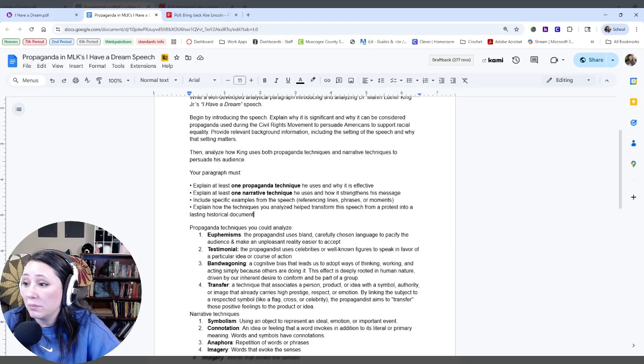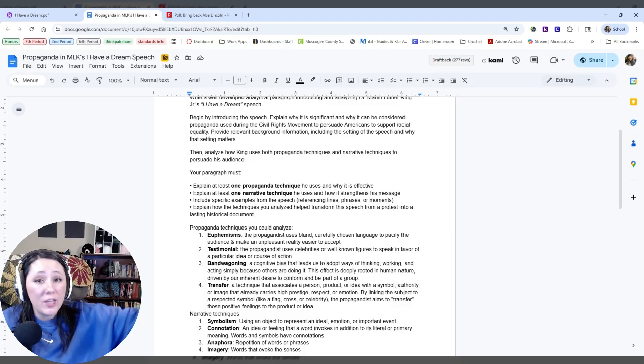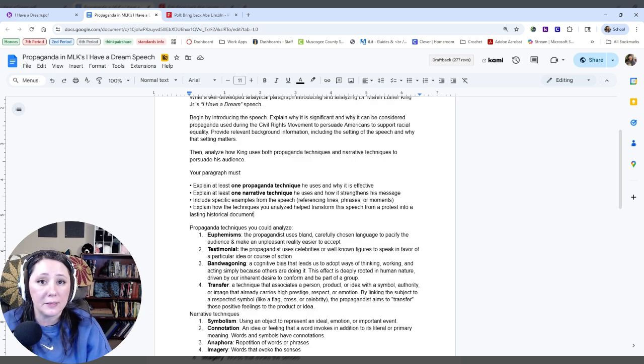You are writing an analytical paragraph about how propaganda and narrative techniques were used effectively in Martin Luther King's I Have a Dream speech. And you've got all the things that you need on hand to do this. Look at the requirements. You've got to have an introduction that gives background information, explain one propaganda technique, explain one narrative technique, and make sure that you're referencing specific examples as you do so.